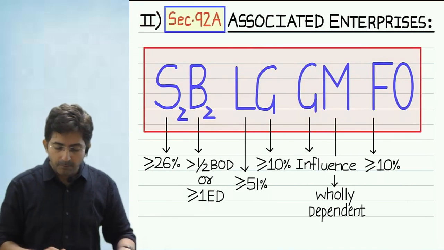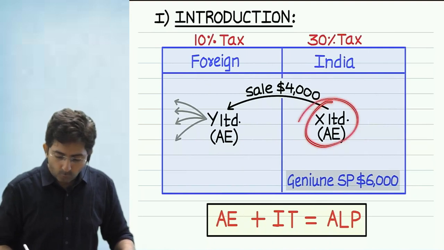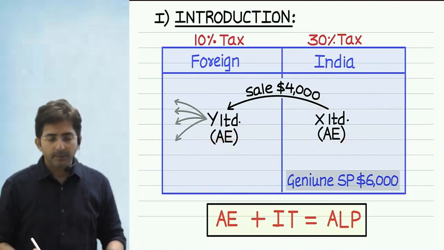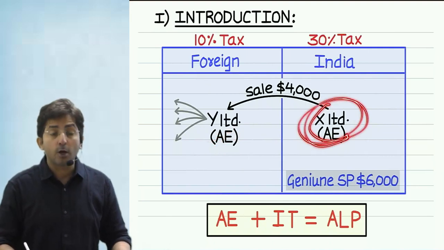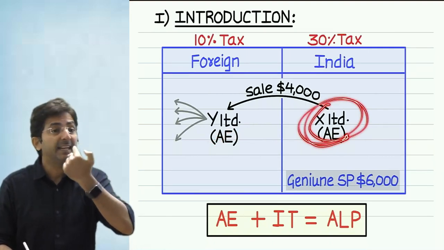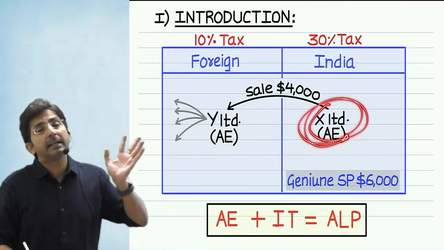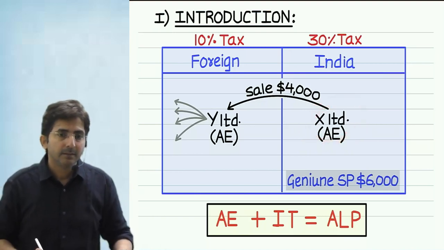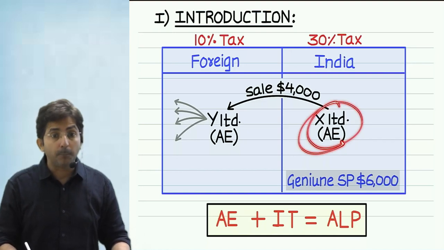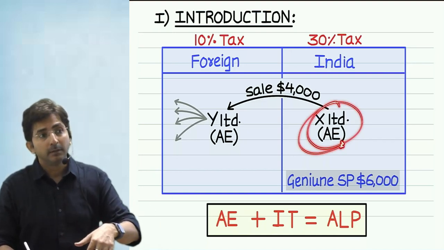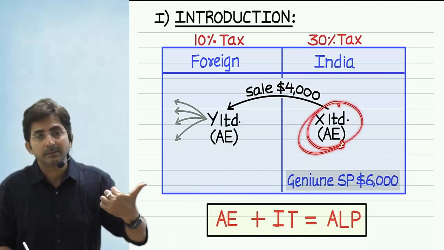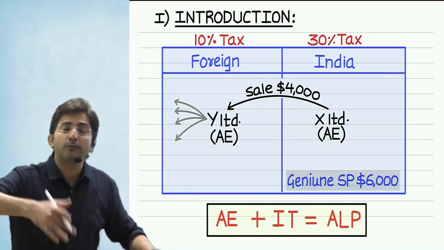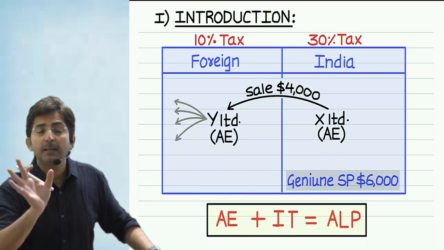For example, X Limited has sold goods to Y Limited. This was a sale transaction. Then X Limited might have paid interest to some other enterprise. So interest becomes a different transaction. Then X Limited might have purchased goods from some other associated enterprise. So that is a different transaction. So for each variety of transaction, ALP is computed.